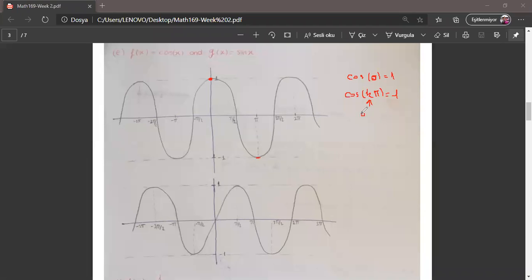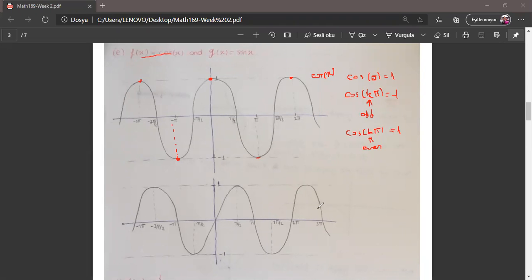So if it's odd, we get -1 as in here and here. And if it's even, cosinus k pi will be 1, as in here and here. So this is the graph of cosinus x, of f.